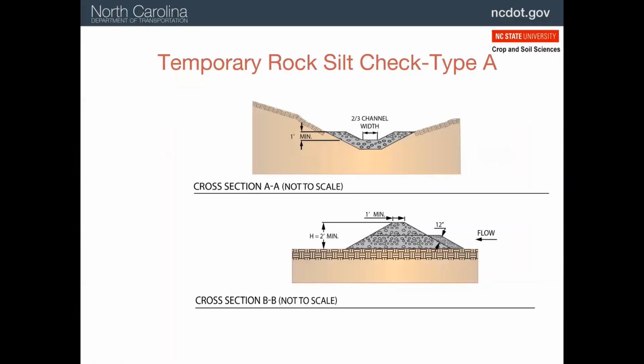So here's some diagrams of the Type A rock silt check with some dimensions shown. It's very important that there's a low point in the middle. It's probably the most common error in these installations. Otherwise, flow can go around the sides and you don't get really much of a check dam effect.